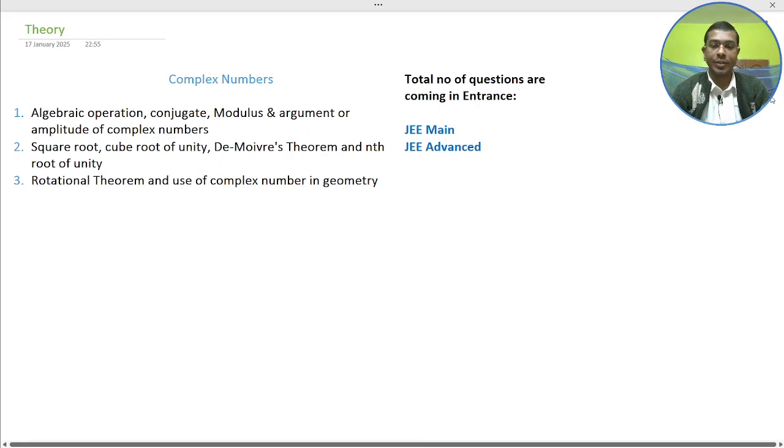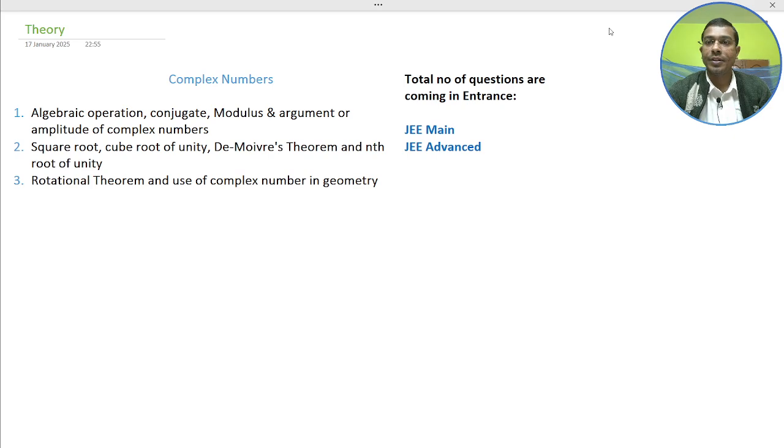So in our previous lecture we had discussed matrices and determinants from class 12, and in today's lecture we will discuss complex numbers from class 11. We will cover the algebraic operations, conjugate, modulus and argument or amplitude of a complex number, square root, cube root of unity, de Moivre's theorem, the nth root of unity, rotational theorem and use of complex numbers in geometry.